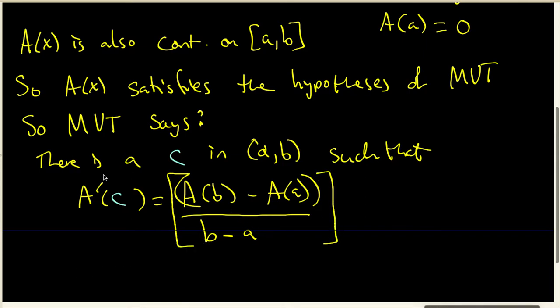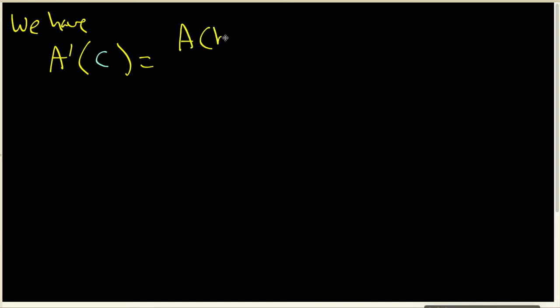And now what I want to do is translate this particular notation into integral notation. So I'm going to start by rewriting this on a new panel. We have A prime at a magic C is equal to capital A at B minus capital A at A divided by B minus A.